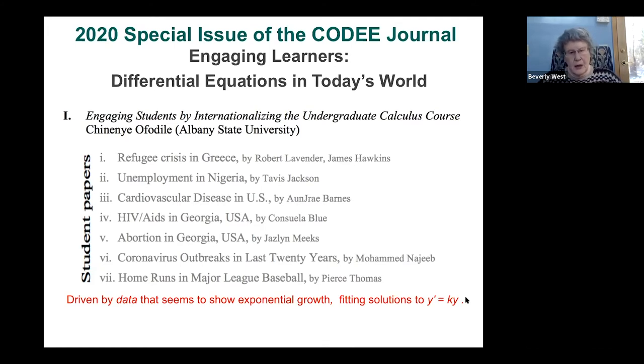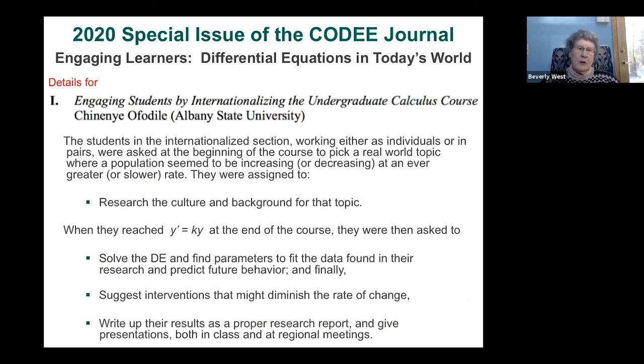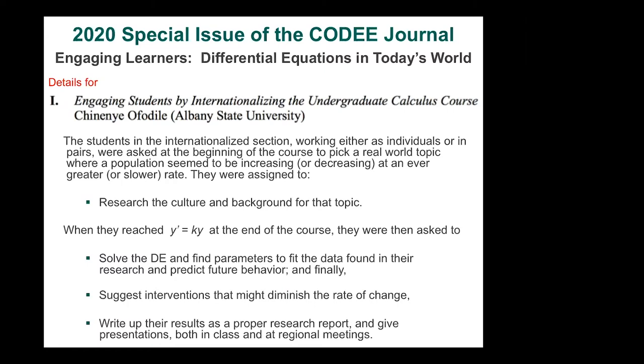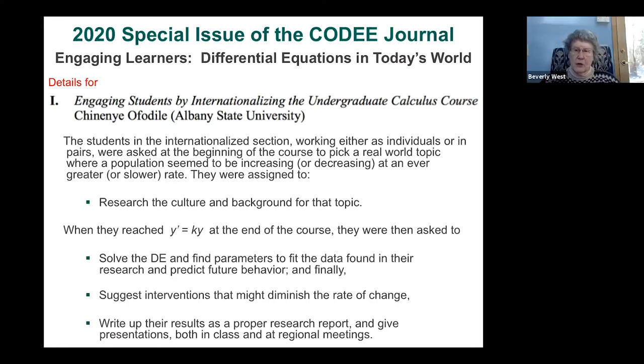So the idea here, I'll show some of the topics and individual papers, but I will tell you what Professor Ofotoli asked of his students. They were to work either as individuals or in pairs at the beginning of the course to pick a real world topic where a population seemed to be increasing or decreasing at an ever greater or slower rate.